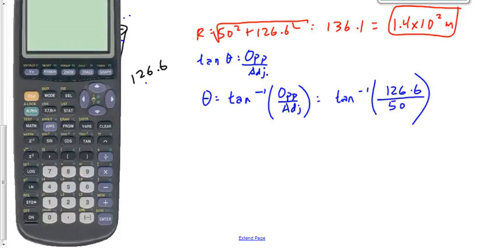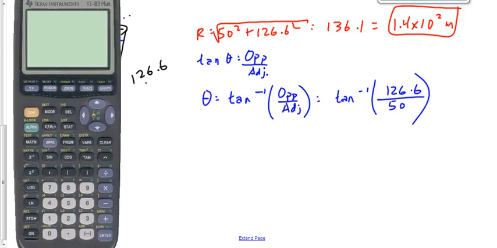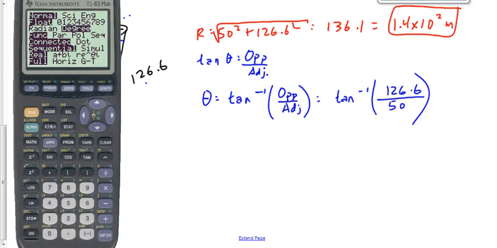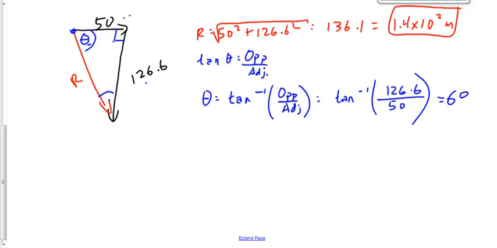Now, I'm going to pull this up on my calculator, and I want you guys to follow along with me very closely here. Make sure, first of all, your calculator is in degree mode. If it doesn't say degree mode, then you got a problem. You want to put it in degree mode. Then you want to say the inverse tan, which is second function button, tan. Second function, tan. And you got some brackets. 126.6 divided by 50 equals 68.44 degrees. We're going to make this angle 68 degrees.